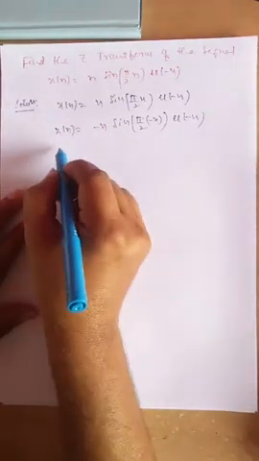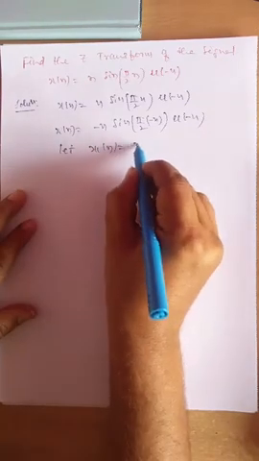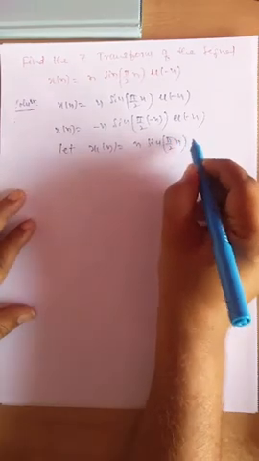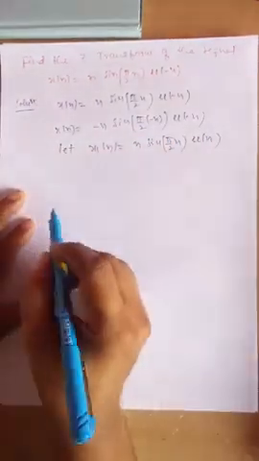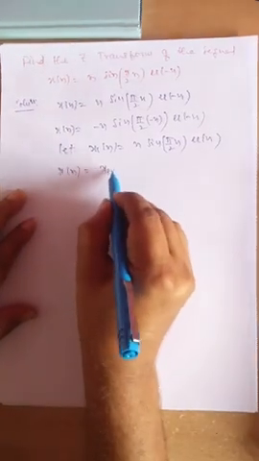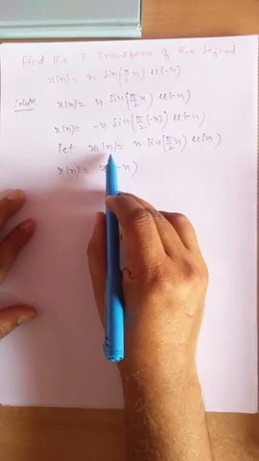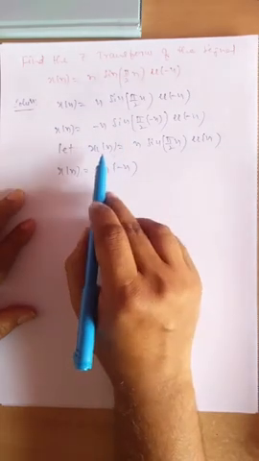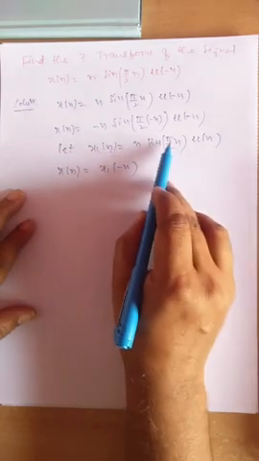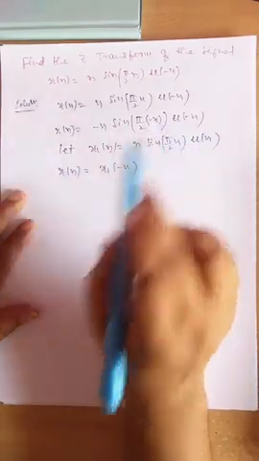Now let x1 of n be equal to n sine of pi by 2 into n, into u of n. Then x of n can be expressed as x1 of minus n. When I put n equal to minus n in this equation, it will be the same as x of n, because x1 of minus n is equal to minus n sine of pi by 2 into minus n, into u of minus n. That will be the same as this equation.